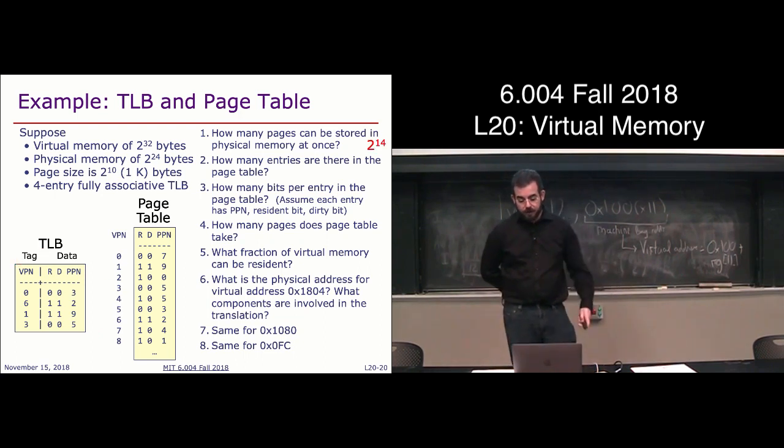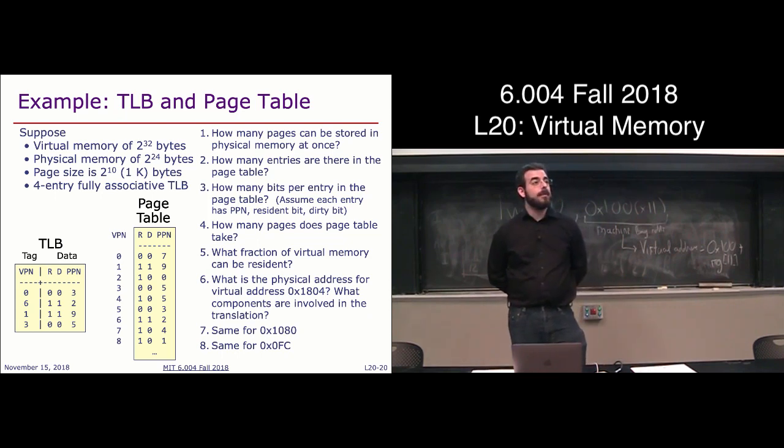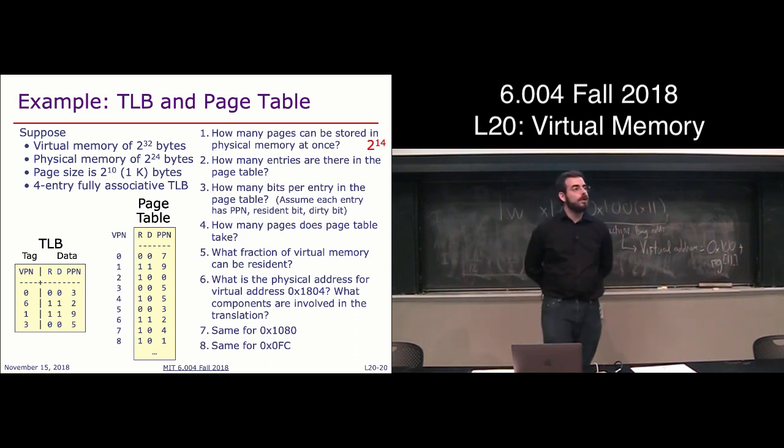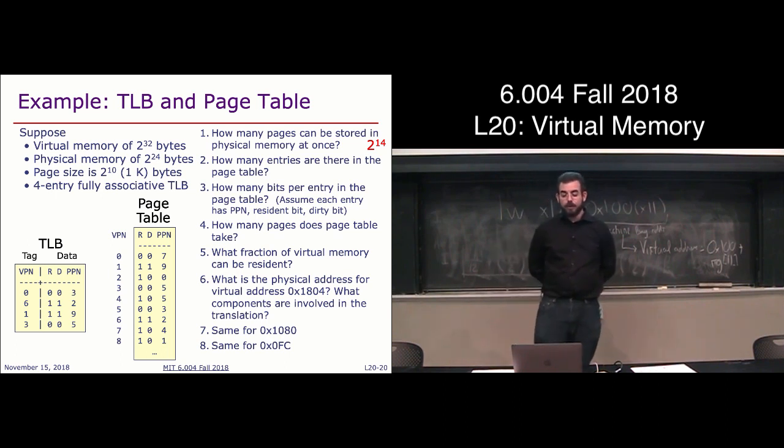And so first, some questions. How many pages can be stored in physical memory at once? Well, you have 2 to the 24 bytes. You have 2 to the 10 bytes per page. So 2 to the 24 divided by 2 to the 10 is 2 to the 14. So we can have 2 to the 14 pages in physical memory.